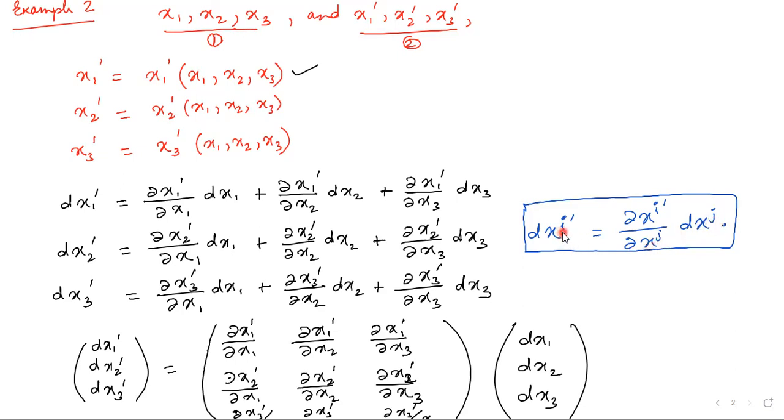So if you take i equal to 1, then it will give you the first equation: dou x1 prime by dou x1 dx1 plus dou x1 prime by dou x2 dx2 plus dou x1 prime by dou x3 dx3. So we get the first equation. And if i equal to 2, we get the second equation. And if i equal to 3, we get the third equation. Okay, so let me pause the recording here.